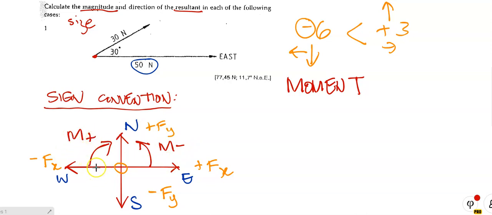Any moment that's turning clockwise this way is considered positive, and any moment that's going anti-clockwise is considered negative. The sign doesn't say that one is smaller than that one. It tells us this one is going that way and this one is going that way. Forces going up and to the right are plus, forces going left and down are minus, moments going clockwise are plus, and moments going anti-clockwise are negative. Right, people, that's all for sign convention. I'm not going to mention it again. From now you must know it. I'm going to clean the board and we're going to proceed.